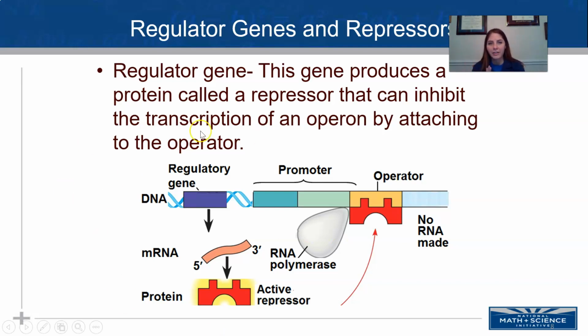So again, the regulator gene produces a repressor protein. And the repressor protein inhibits or stops transcription from occurring. So right here, this is where the repressor is going to bind into the operator region. So when this is being repressed, RNA polymerase sees the promoter. The promoter's like, yo, RNA polymerase, come on over, let's get started.